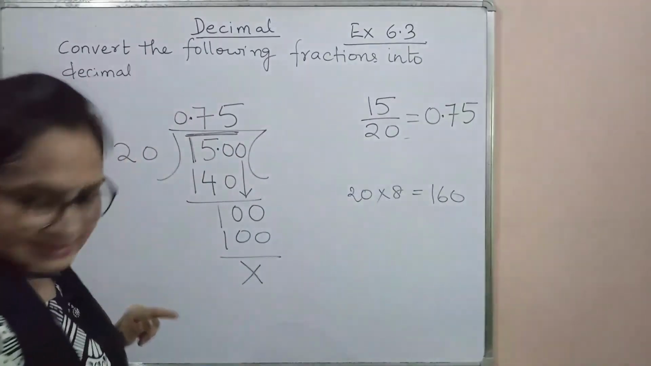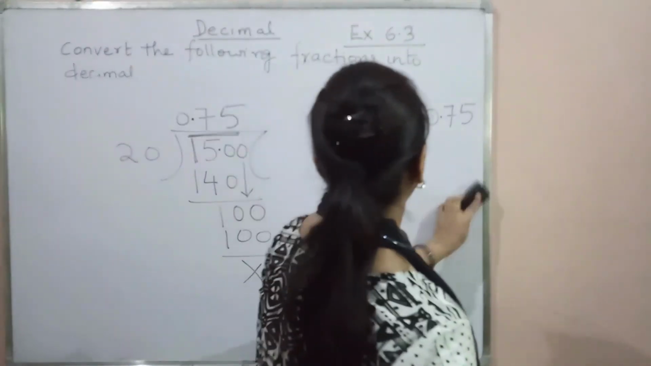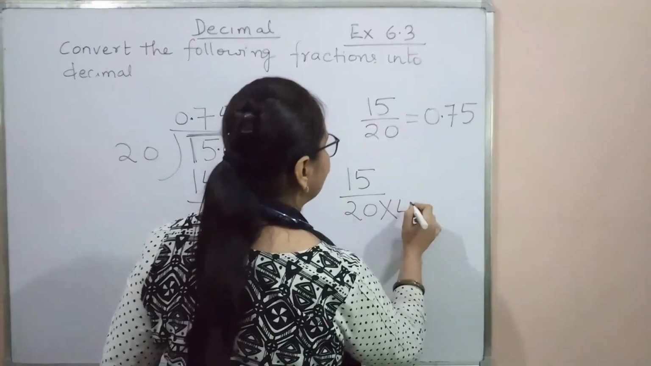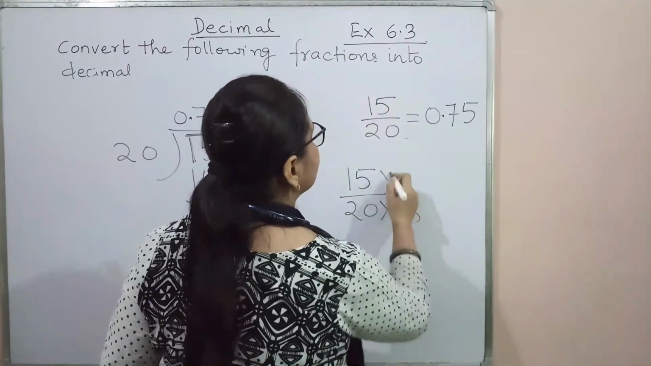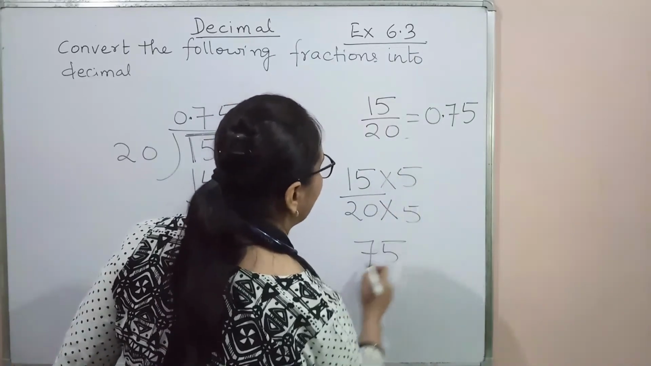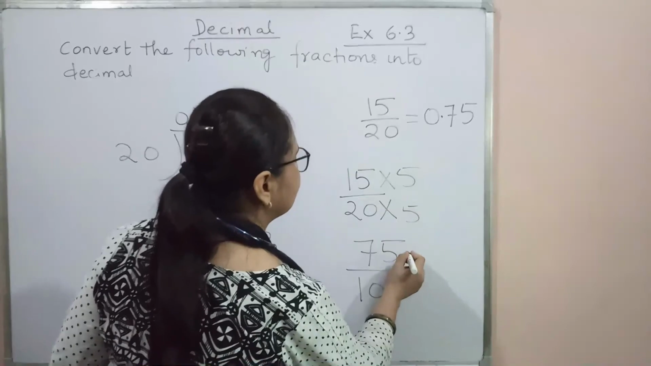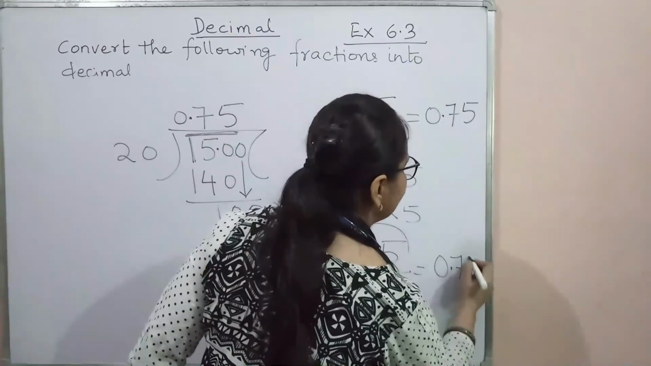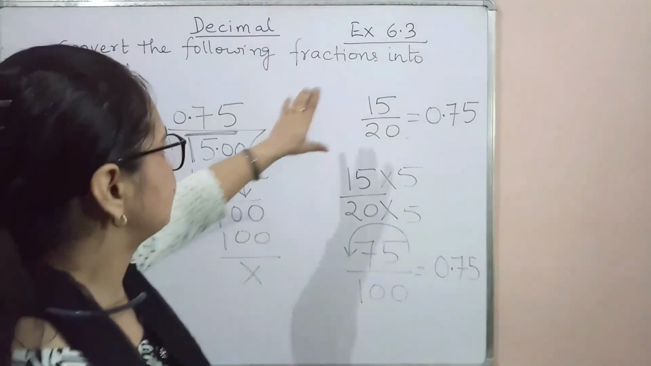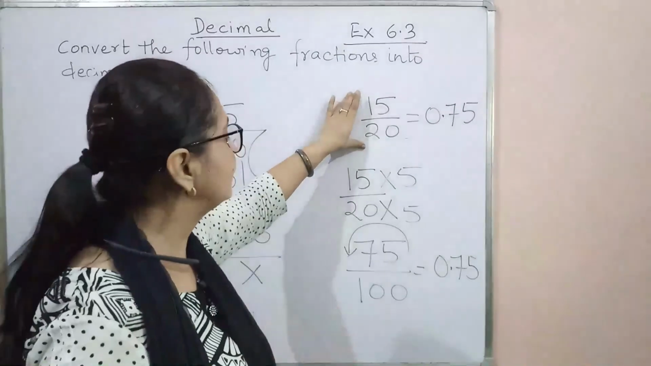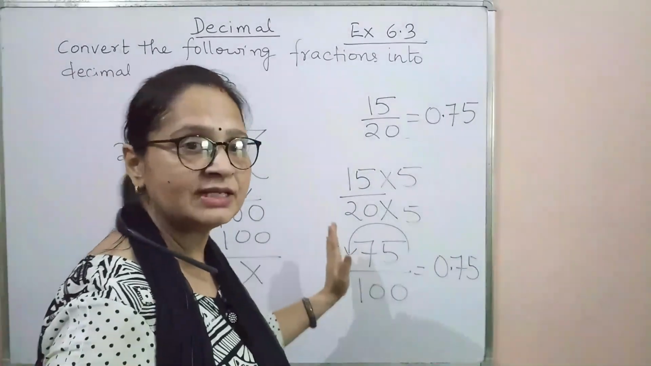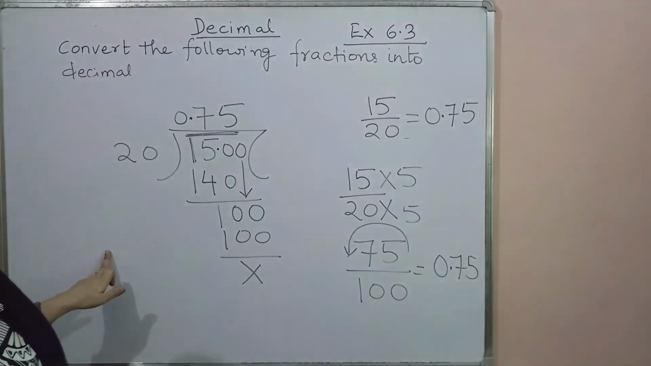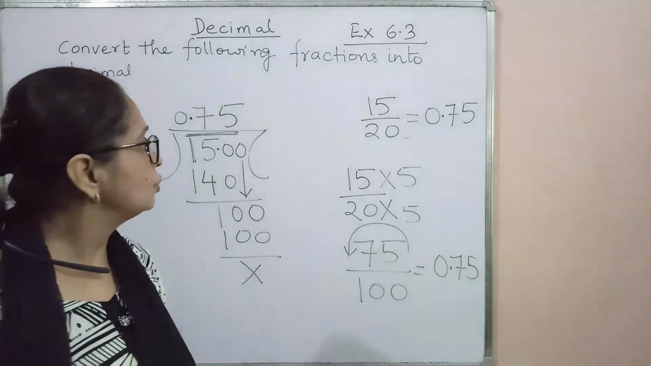And you can all see that here also the previous method is applicable. 15 upon 20. If you multiply both of them by 5, you will get 75 upon 5 twos are 10, that is 100, and the decimal is shifted like this, and you are getting 0.75. So you got that this question can be solved by both methods. One is this method, which is very, very simple, but it is restricted for some questions only. The second method is this, which is our division method. So that is all for today.